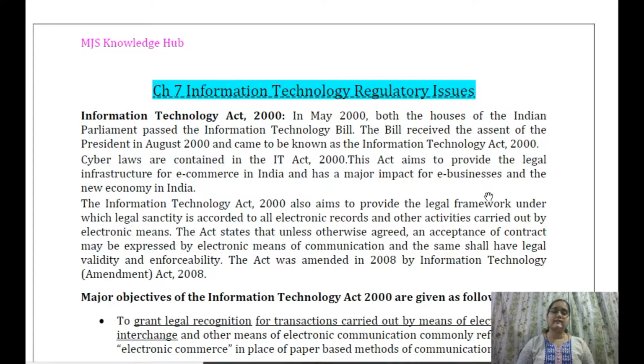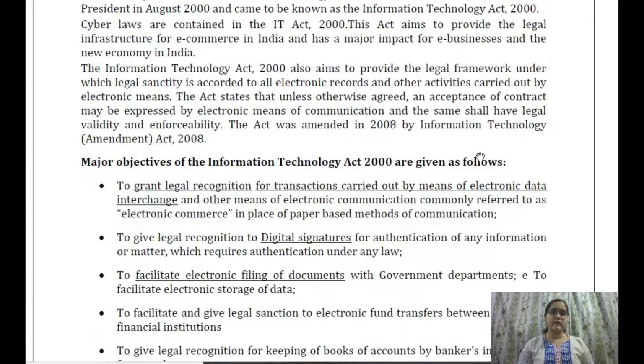The Act states that, unless otherwise agreed, an acceptance of a contract made by express electronic means of communication shall have legal validity and enforceability. The Act was amended in 2008. What does the Act say? Unless otherwise particularly stated, if any transaction happens electronically and is completed by using electronic means of communication, it will have the same legal validity and enforceability as if it had occurred in pen and paper. That is what the Act is trying to aim.